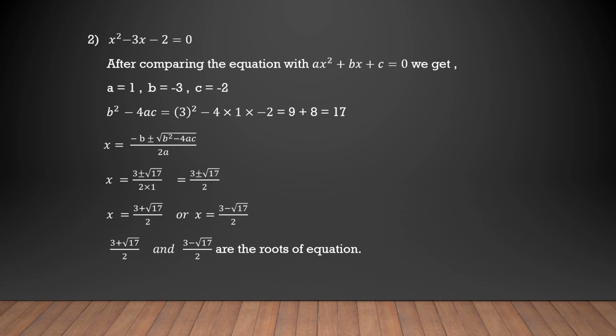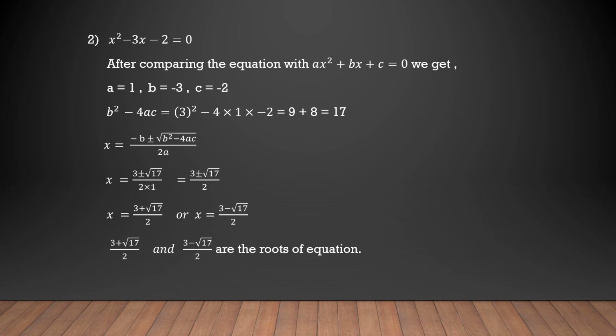So the value of b is minus 3. So we write minus 3 square minus 4 into a into c. So a is 1 and c is minus 2. So we write minus 4 into 1 into minus 2. Minus 4 into 1 is minus 4 and minus 4 into minus 2 is plus 8. So the square of minus 3 is plus 9, and plus 9 plus 8 is equal to 17.